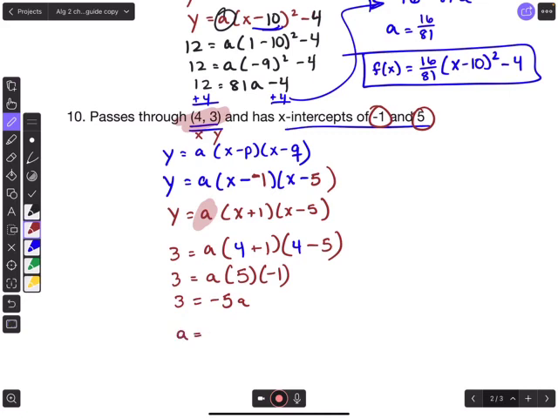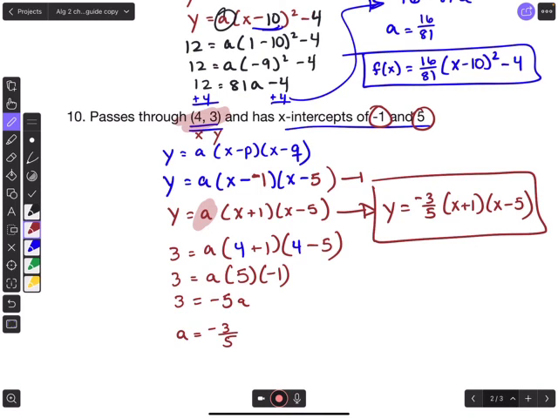Divide by negative 5, a is negative 3/5. Again, we aren't solving just to say a is this. We want to write our final equation. Let's use this one. A is negative 3/5, times x plus 1, and x minus 5. And that is the equation for this parabola.